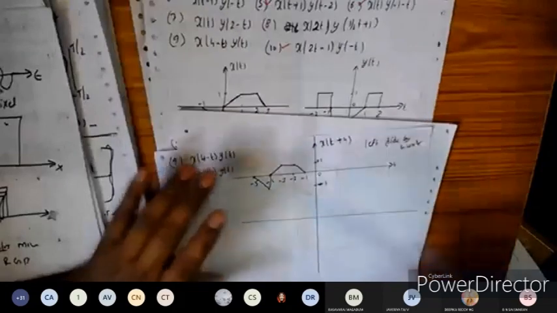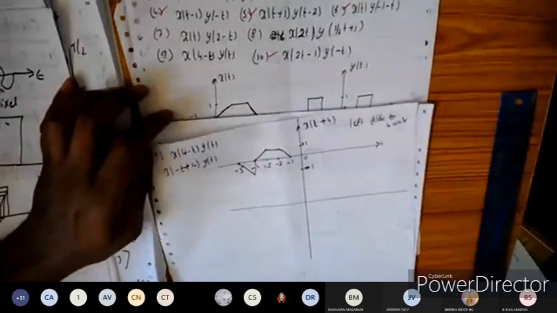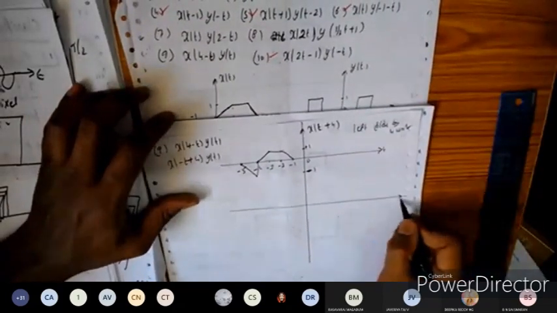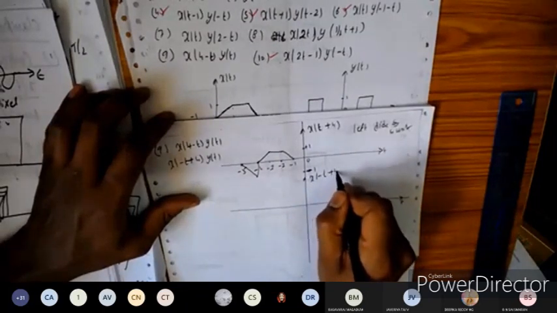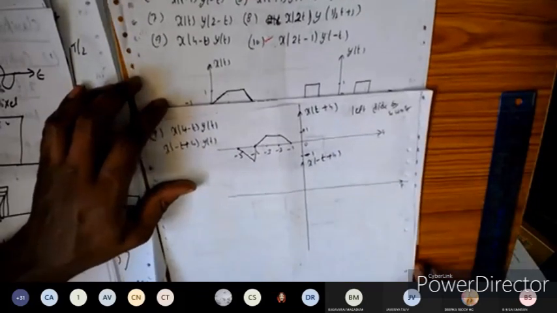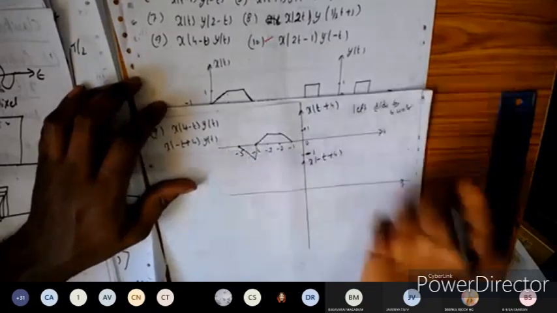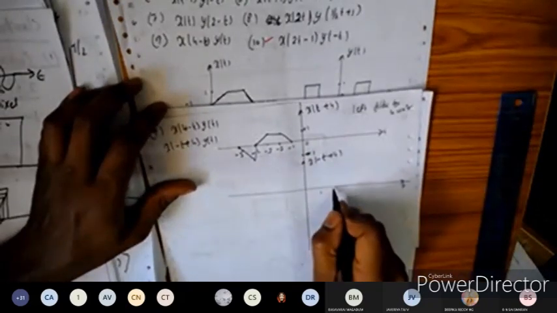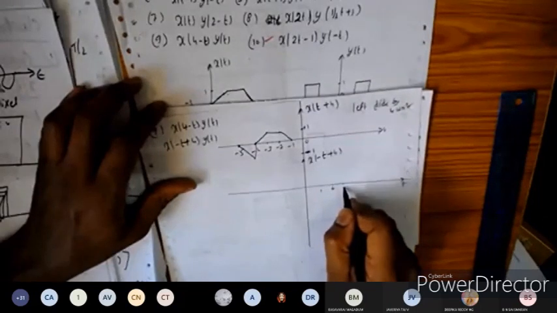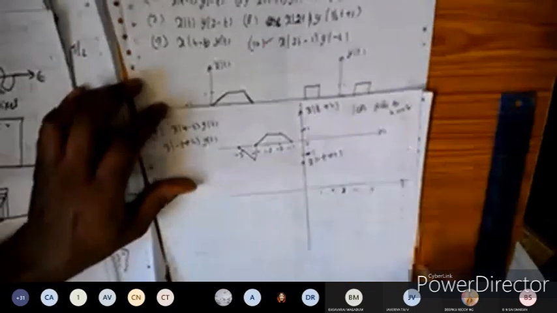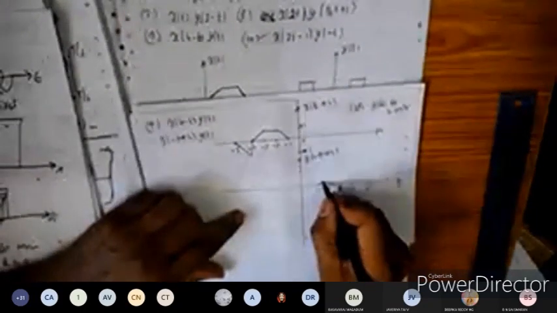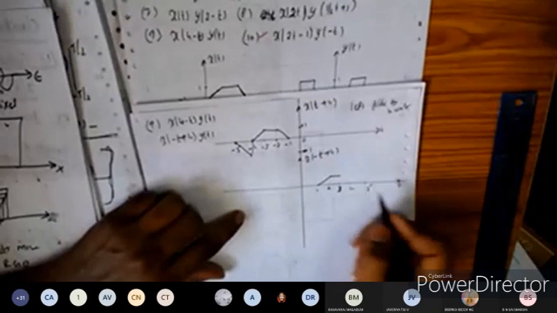So next is x of minus t plus 4. We need to take the reflection of the signal. So this is minus t plus 4. So we need to take the reflection. So the signal will become equal to from 1 to 5. It is going to exist here, 1 to 5. So this will become plus at t equal to minus 2, it will become plus 2 here. So the waveform will be like this. So this is the rectangle.